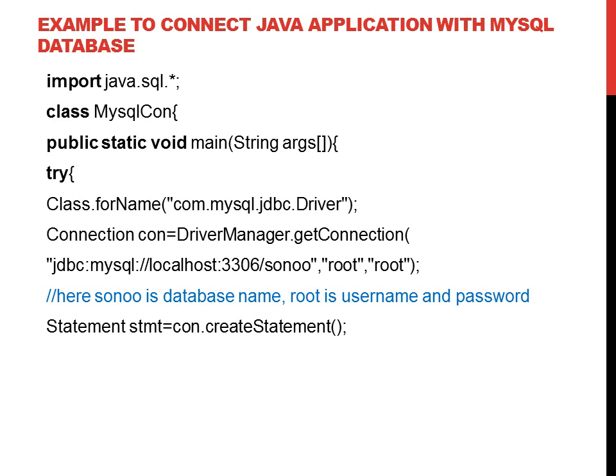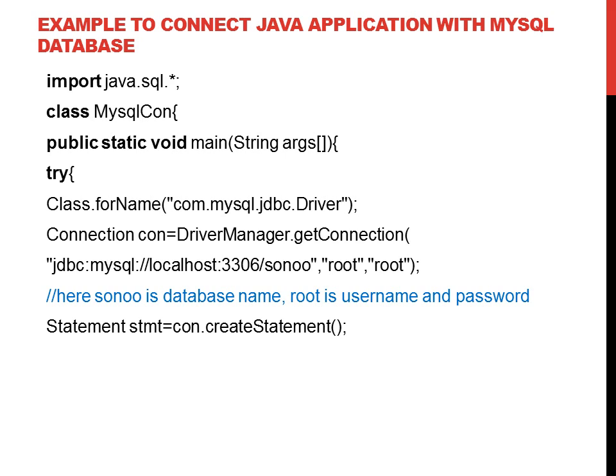This program is used to connect a Java application with a MySQL database. We saw how to connect to an Oracle database. The program is the same, the only difference is that we are trying to establish a connection to a MySQL database. In that database there is again an EMP table. We will see how to fetch all the rows and columns of the EMP table from the MySQL database.